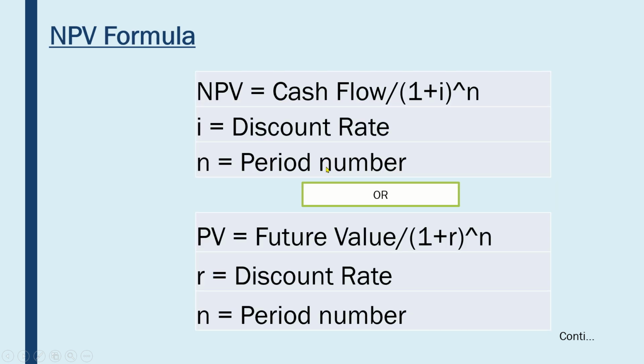So going next, this is the NPV formula. Net present value is the cash flow divided by the bracket, 1 plus I, raised to the power n, where I is the discount rate and n is the period number. So we will discuss it in the Excel sheet.